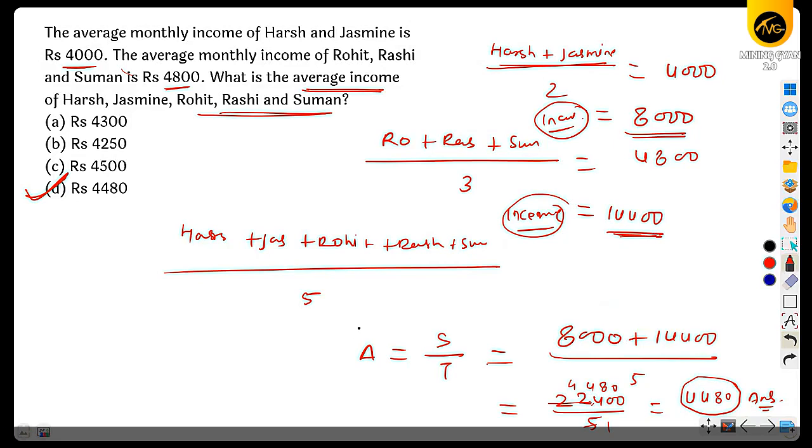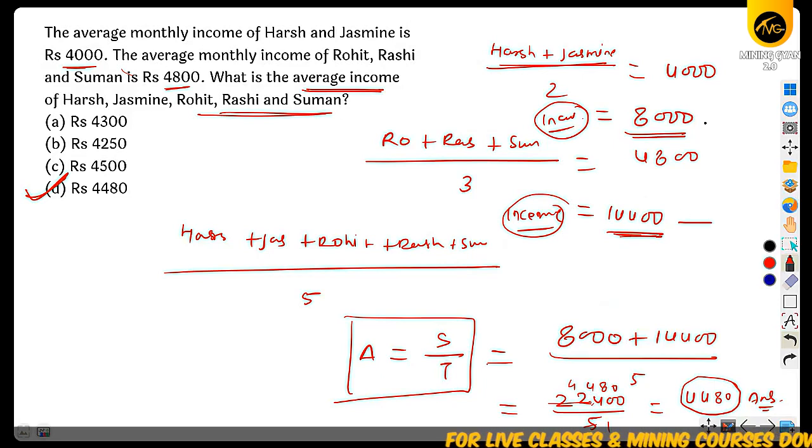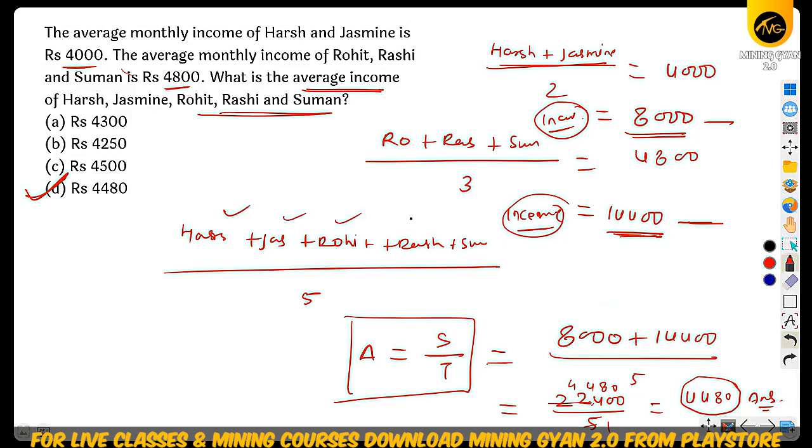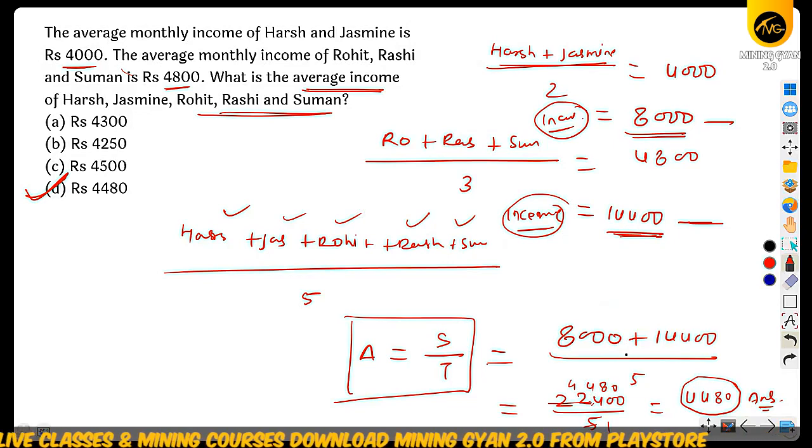And now just put this value into the formula. Average is equal to sum divided by total. So sum will be these incomes, 8,000 and 14,400 is the sum of the income, and divided by total number of elements, that will be 5 persons. So it will be 22,400 divided by 5. Clear na? Now let's move on to the next question.